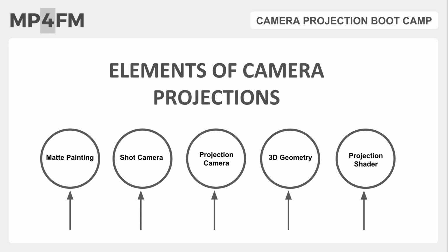The last element is the projection shader. The projection shader is what grabs the camera and grabs the matte painting and tells it to project onto the 3D geometry. So just as a review, you have a projection shader that takes the projection camera and the matte painting and projects it onto the 3D geometry. And that whole projection setup is rendered through the shot camera.